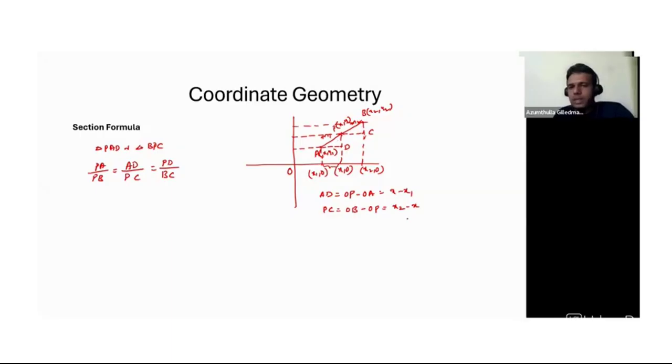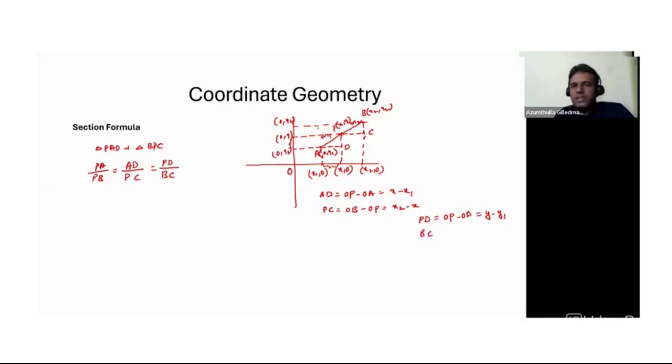Now, let's find these values also. PD and BC. Let's find PD. I'm trying to make the best use of the available place here. So PD is this distance. So this is 0 comma y1, and this is 0 comma y, and this is 0 comma y2. Now if I need this distance, it is y minus y1, right? So that means OP minus OA equals y minus y1. And similarly, what is BC?